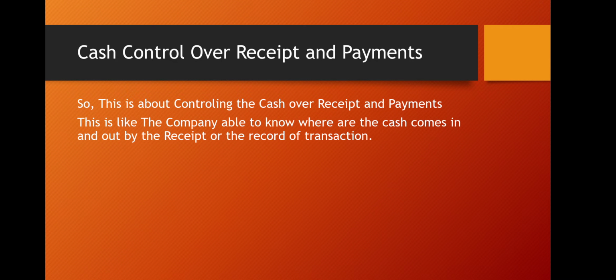Cash control over receipt and payment. So this is about controlling cash over receipt and payment. This is how the company is able to know where the cash comes in and goes out by the receipt or the record of transaction. So this is really important because the company has to control every receipt and payment that is done in the company.